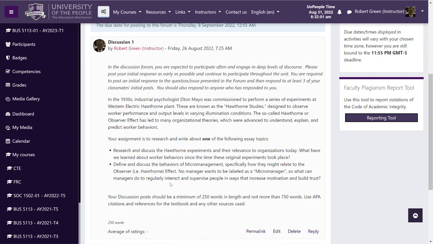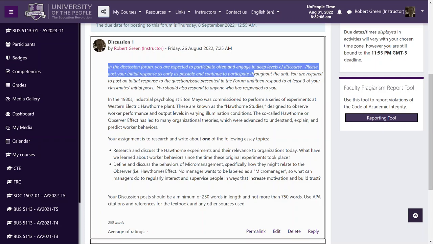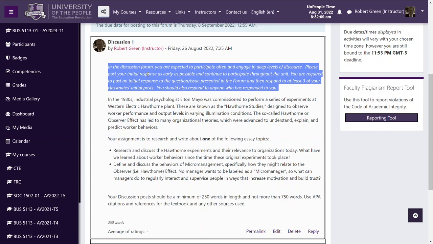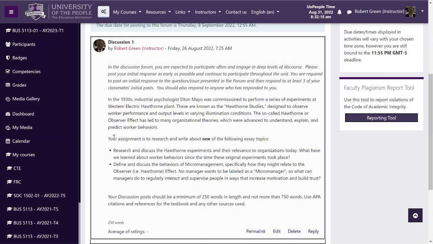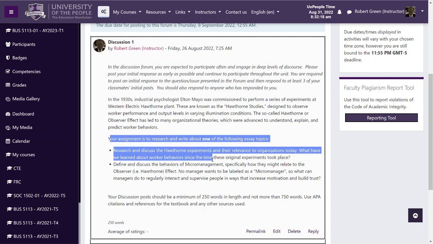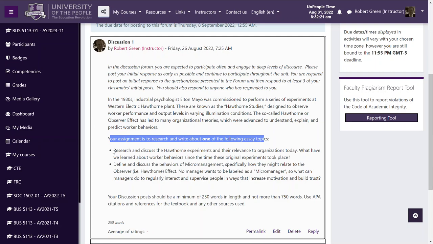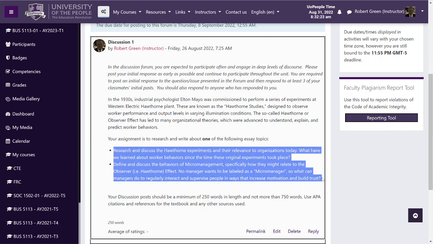So in discussion 1, it states, and this is in every one of these assignments, this text here and this text here. Your assignment is to research and write about. Okay, and then it'll tell you here what it is that you're supposed to do. So read this entire section, and here it states, in the 1930s, industrial psychologist Elton Mayo was commissioned to perform a series of experiments at Western Electric Hawthorne plant.